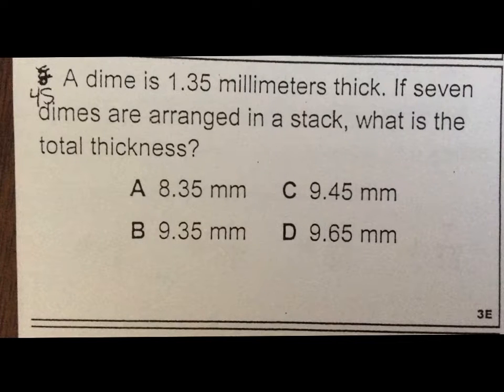Number 45. A dime is 1 35/100 millimeters thick. If 7 dimes are arranged in a stack, what is the total thickness?